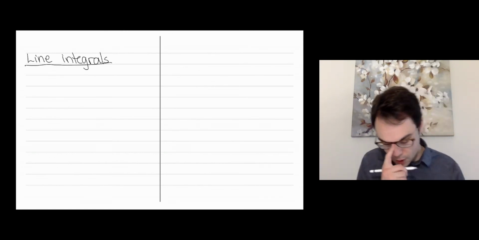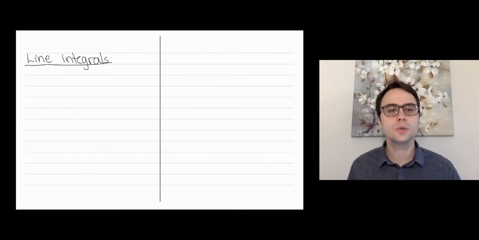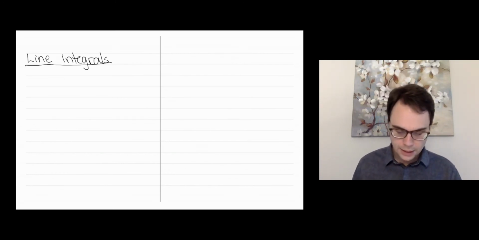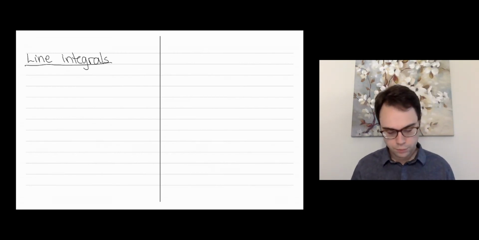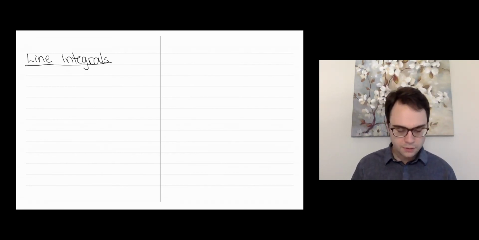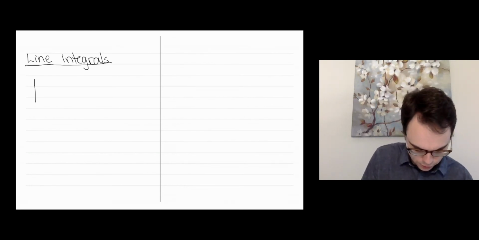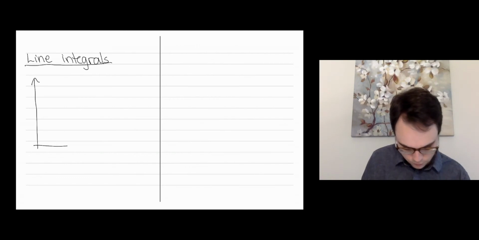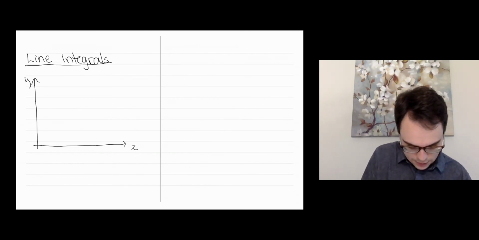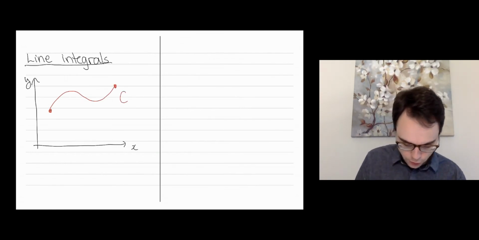I'm going to motivate line integrals from the problem of computing the length of a curve, right? I should warn you that we're going to learn how to do two kinds of line integrals. So if I give you a curve, let me just draw a curve so we can start looking at it. So here's the xy plane, and here is a nice curve. Okay, so there's our curve. I'll call it C even.